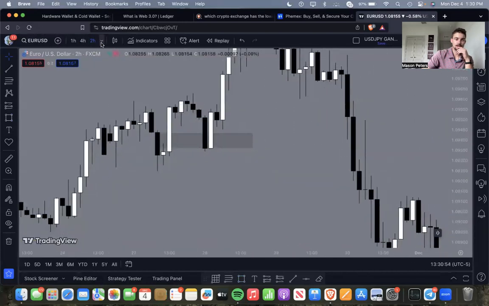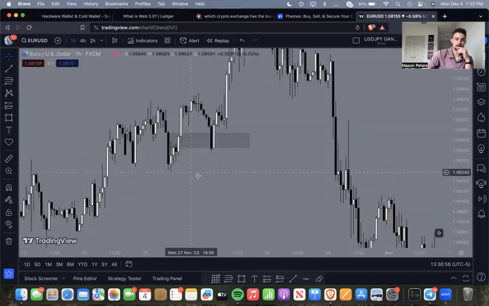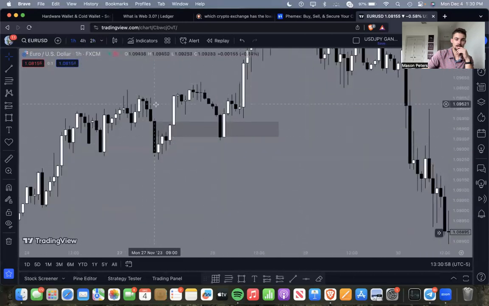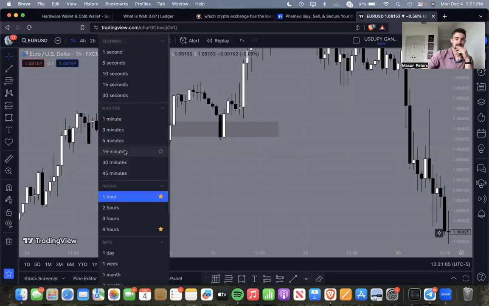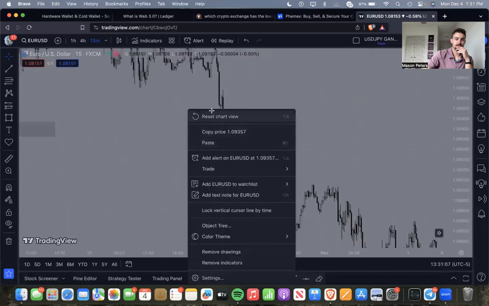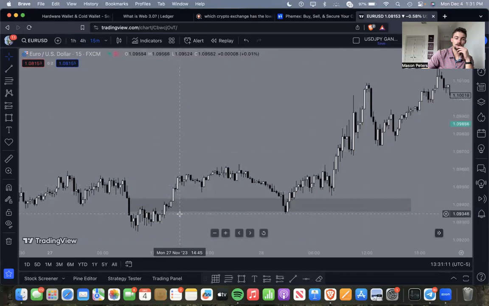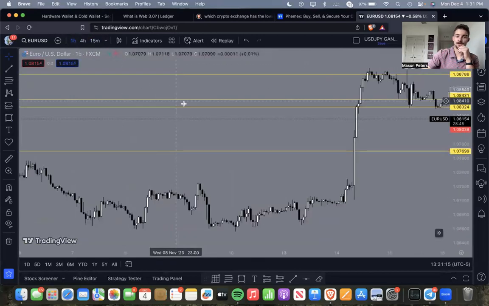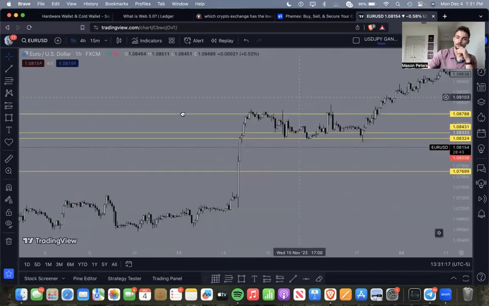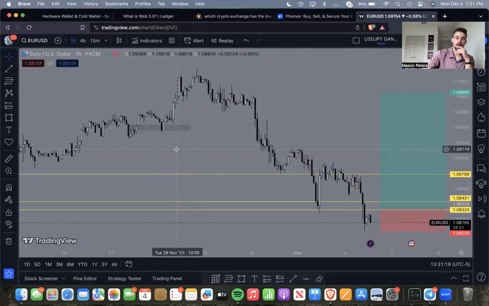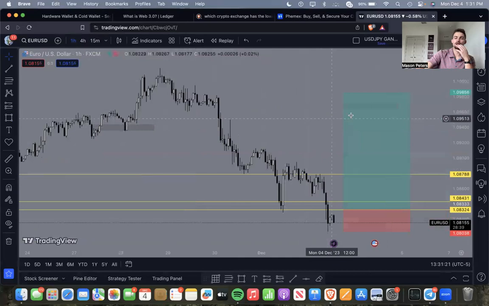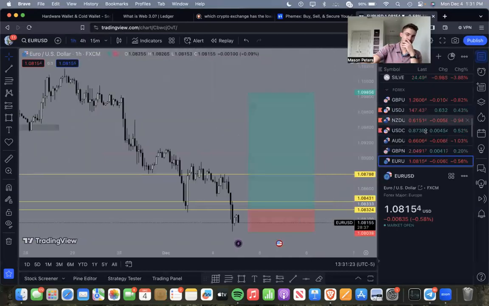Okay, not much going on there. It's 1 hour. Okay. Some imbalance here on the 1 hour that gets filled there. How about the 15? Yeah, so not a very difficult order block to identify there on Euro USD. So not a whole lot of order blocks occurring on Euro USD at the moment.